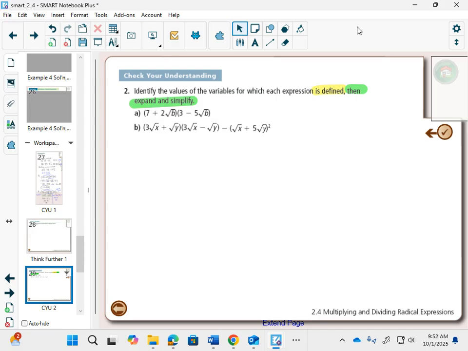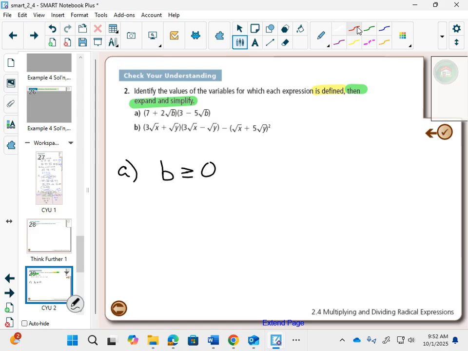So let's go to A. We'll do the define part first. We have square roots, and we have a variable inside those square roots. Is there anything that's not possible? Yes. Negative numbers. Negative numbers are bad, right? So we would say it's only defined when the b values are bigger than or equal to 0, when your b values are positive or equal to 0.